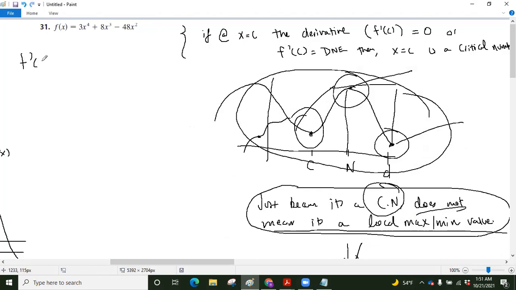So first we take the derivative of the function, which is 12x cubed plus 24x squared minus 96x. And once we've taken the derivative, we set the derivative equal to 0. So we set 12x cubed plus 24x squared minus 96x equal to 0, and then we solve. Whatever those x values are, we essentially have a critical number at that point.